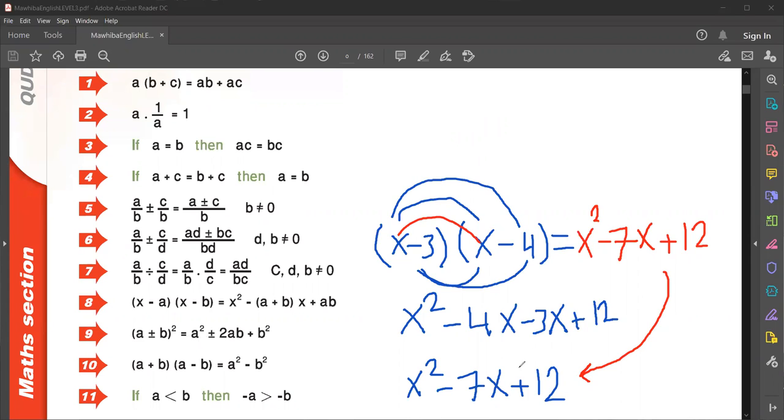So we found the result is x squared minus 7x plus 12, right? Good. Also another one. Do you understand these problems, my student? How to multiply two brackets?